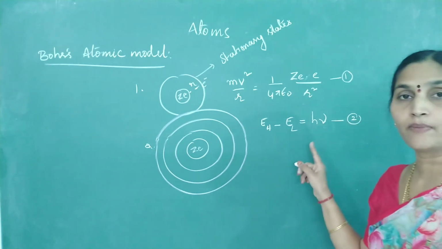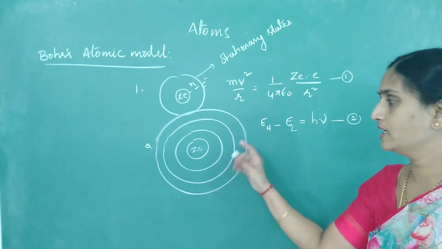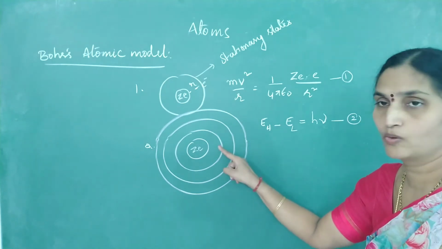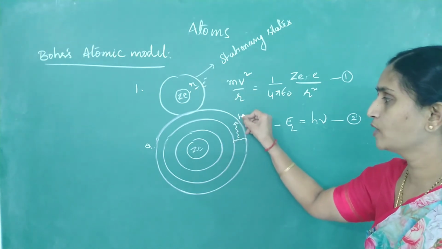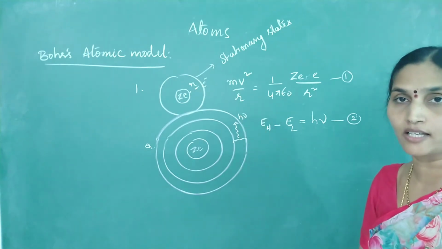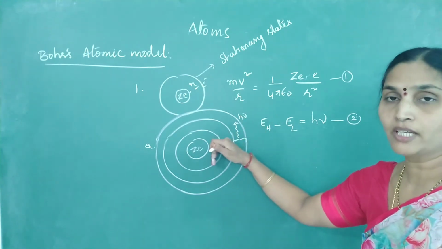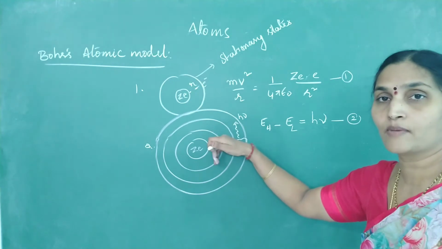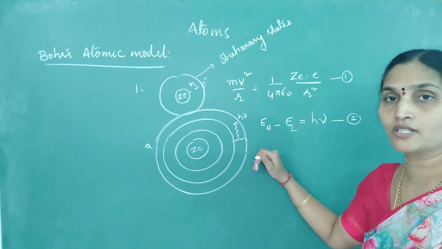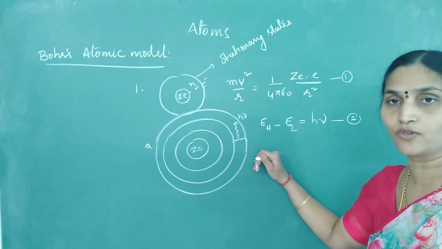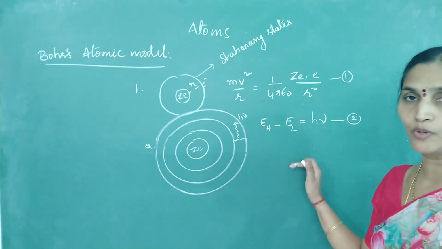So he took the help of Planck's quantum theory. Whenever an electron jumps from a higher orbit to a lower orbit, it will radiate energy in the form of a photon, which is discontinuous. It can absorb energy only if it has a sufficient amount of energy to jump from one orbit to another. If the energy is not sufficient, it won't absorb that particular photon. So this was the second postulate.